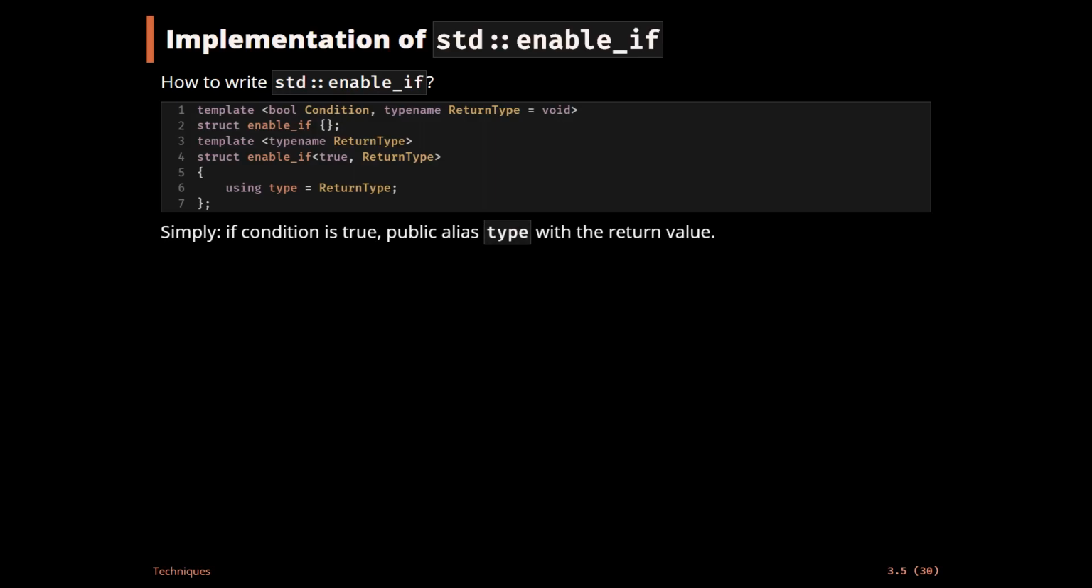So if I rephrase this, right? If the condition is true, it will match the partial specialization, and it will have a public alias type which holds the return value you passed in.